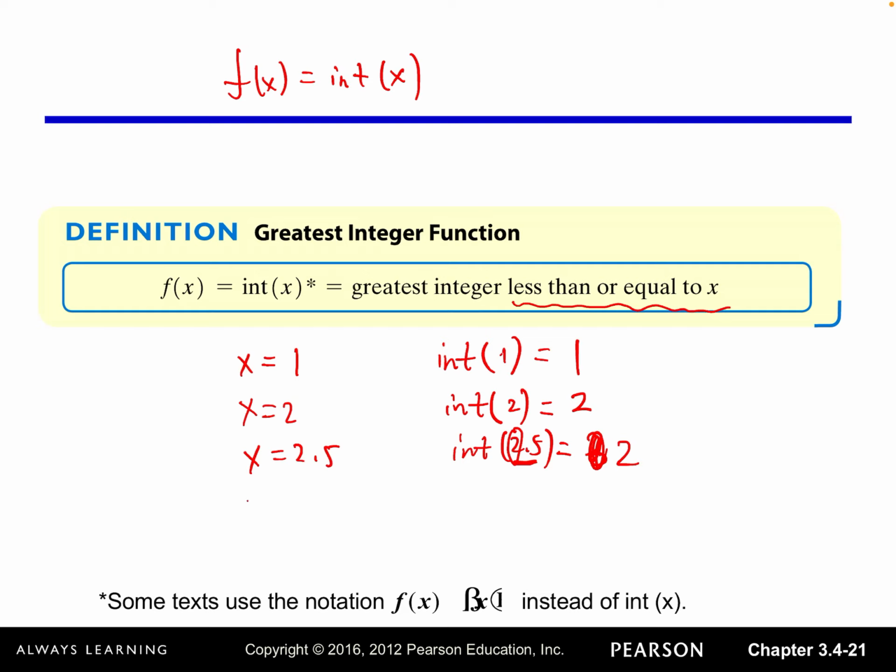What if x is a negative number? If it's a negative integer, int of -1 is still -1, the integer itself. But if x is a negative decimal number, for example, what does int of -1.2 equal? The greatest integer less than or equal to this number will be -2, not -1. So be careful with this greatest integer function.